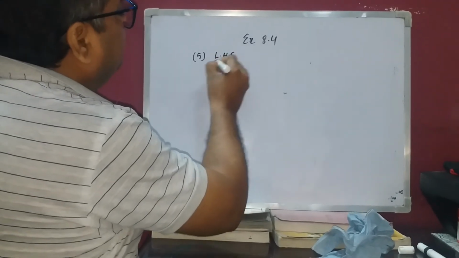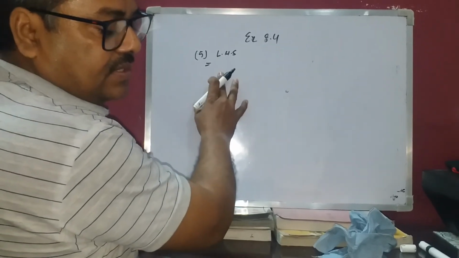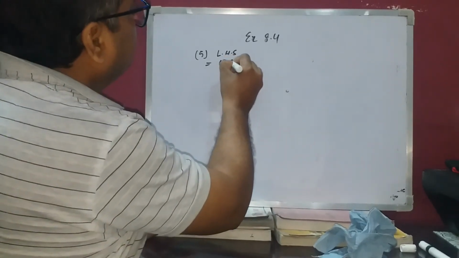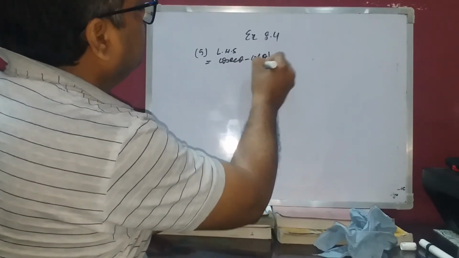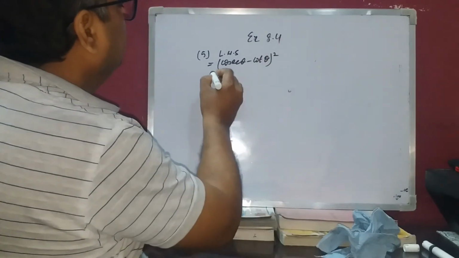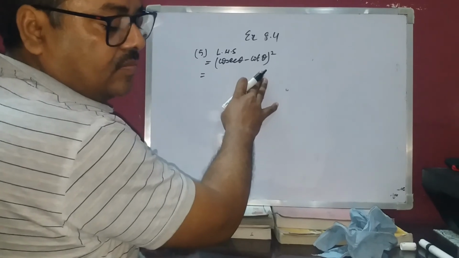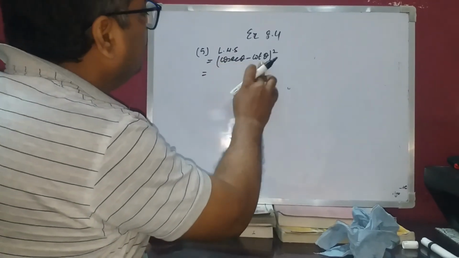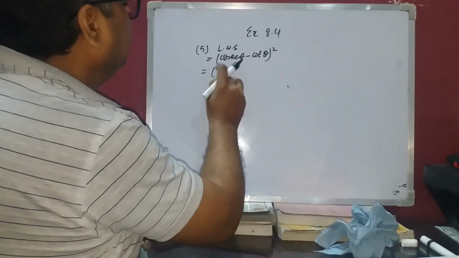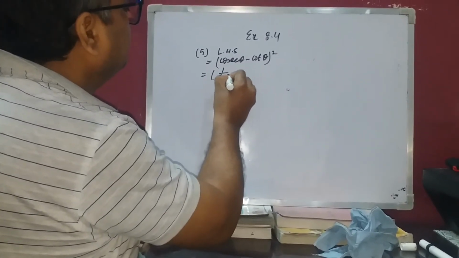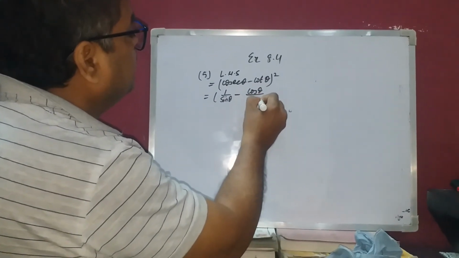LHS is equal to, you will start the proofing work like this. LHS is equal to cosec theta minus cot theta, the whole square. So don't open the bracket here, and you will solve the bracket first. This can be written like 1 by sin theta, and this is cos theta by sin theta.